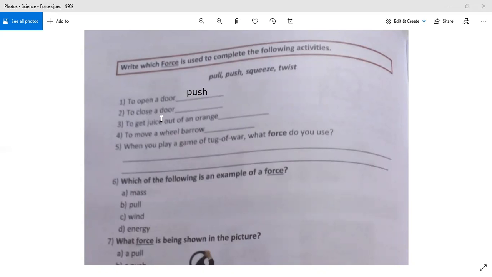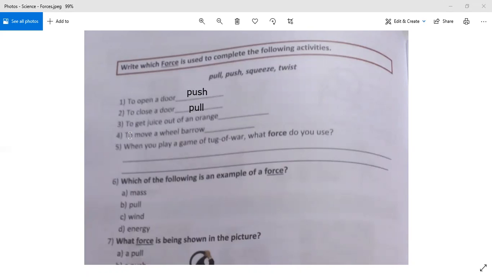Now let's read the next one, number 2. To close a door. Read it. Right, so to open a door, we pushed it. So how then do we close a door? Do we still push it or squeeze it or twist it? No, we pull it. So let's write the word pull. P-U-L-L, pull. Very good. So to close a door, we pull it. To open the door, we push it.